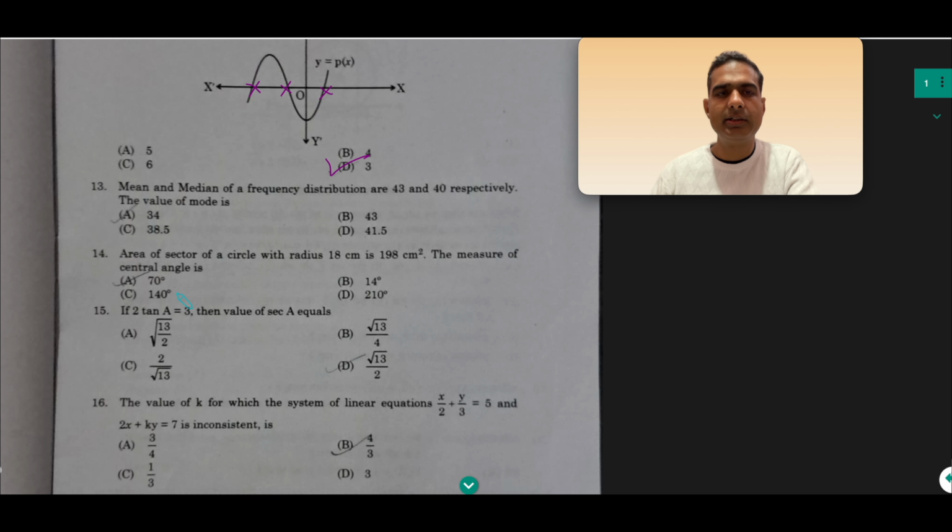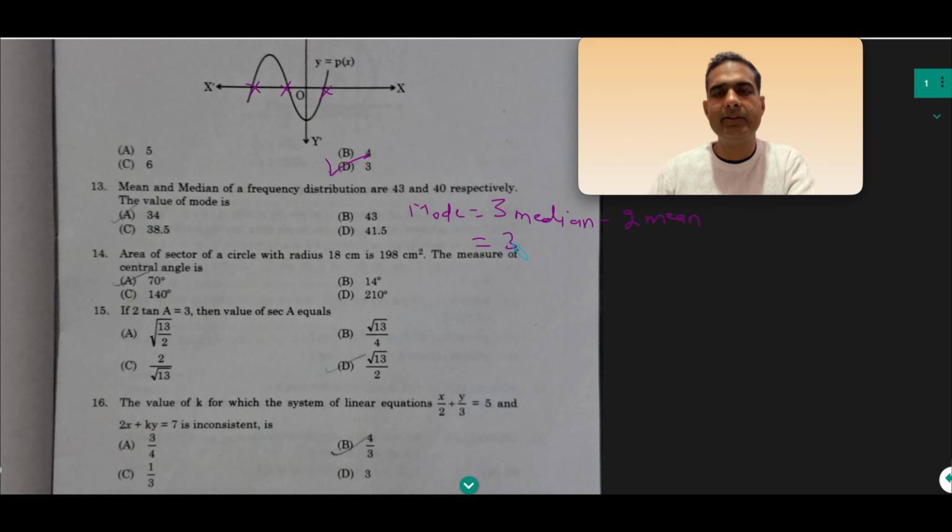Now question number 13: the mean and median of a frequency distribution are 43 and 40 respectively, the value of the mode is. So we have to find out the value of the mode. This was just checking whether we know the formula of the relationship between mean, median and mode or not. So we know that mode is equal to 3 median minus 2 mean.